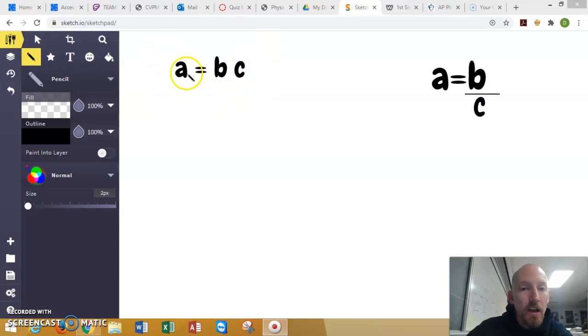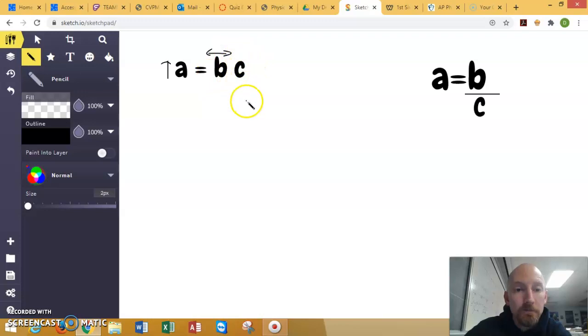So we have this equation here, A equals B times C. Let's say that A increases, and let's say that we keep B constant. So the question is, if A increases and B is kept constant, what happens to C? What happens is C will increase as well.